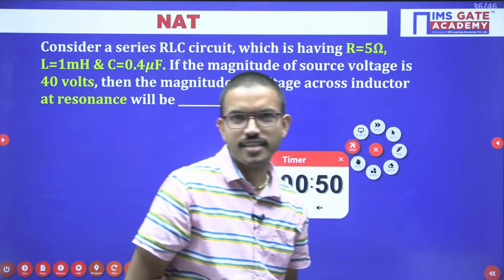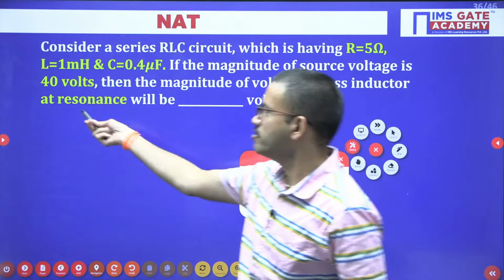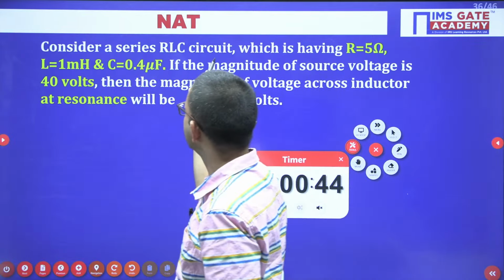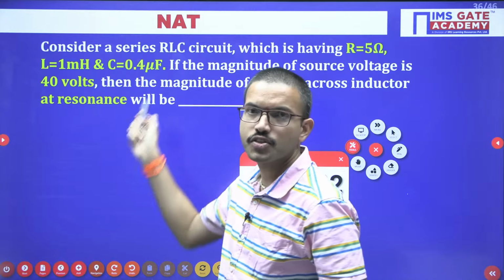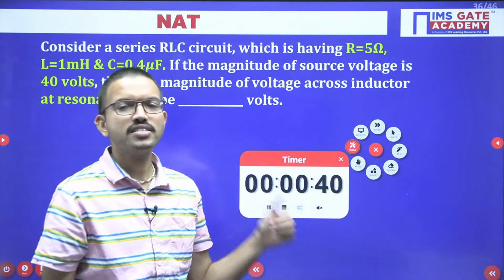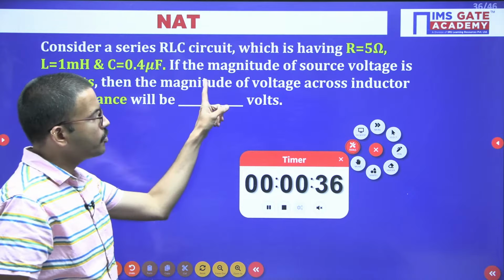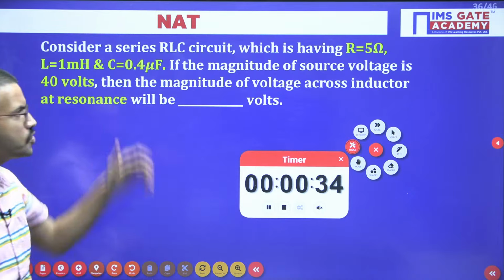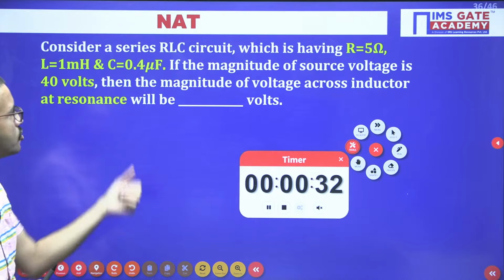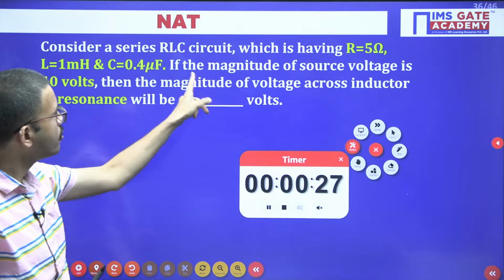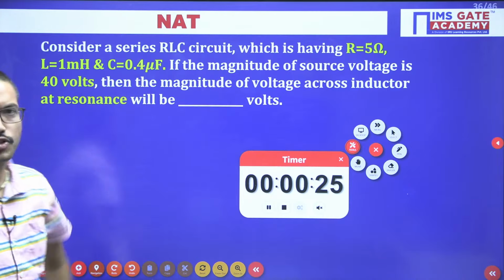Yes, all of you can guess, right? Here you're having that keyword. It is the resonance. And here if you observe this word, series RLC circuit, that means this question is based on series RLC circuit. In this question, we have provided R value, L value, C value, and we are asking to calculate the magnitude of voltage across inductor. And we have provided the magnitude of source voltage also.